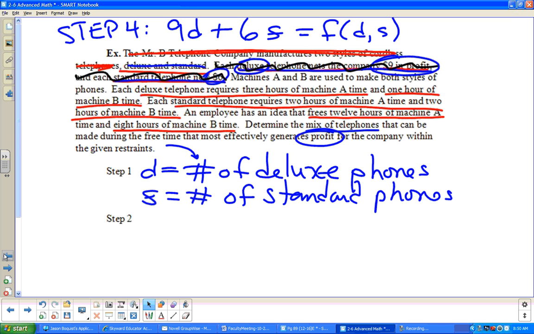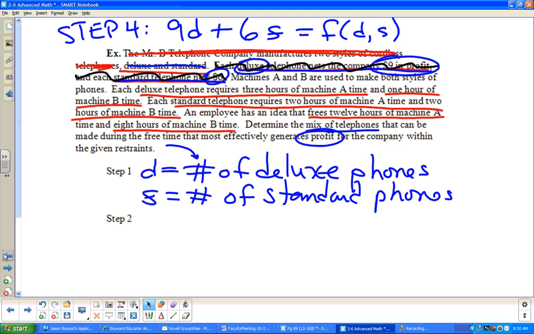Whenever I go to my inequalities, the very first thing I look at is, does this say I have to make any of them? Does it say I have to make a deluxe phone? Do I have to make a standard phone? Then my question is, can you make a negative number of deluxe phones or standard phones? No. So I always look for a minimum or maximum that I can make. Does this give me any minimum or maximum? Does it say I can only make 10 deluxe, or I can only make 100 deluxe, or I have to make 5 deluxe? It doesn't say that, does it?